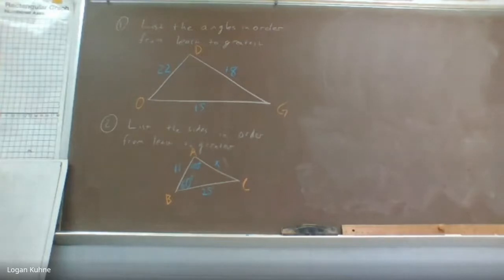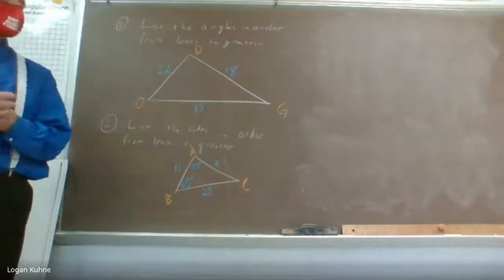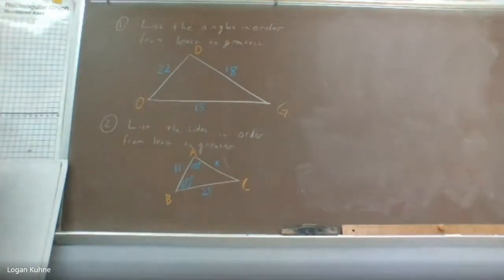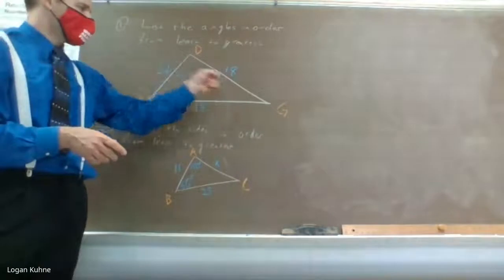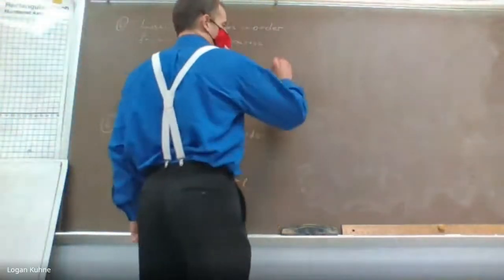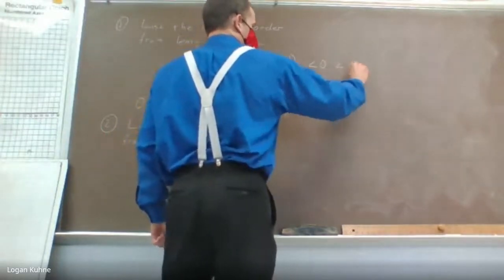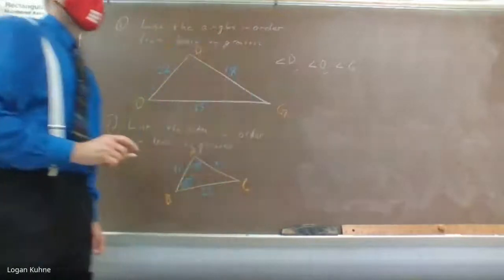Okay. What is the smallest angle? Shout it out. 1, 2, 3. Why is B the smallest? It's across from the smallest side. Okay. What angle is medium? 1, 2, 3. Biggest? 1, 2, 3. G. Largest side, largest angle. Yes. Make sure you put angle D, angle O, angle G. Okay.